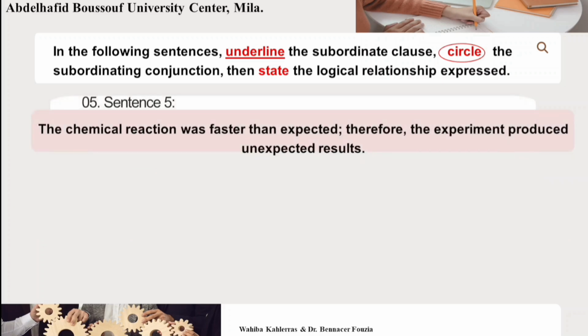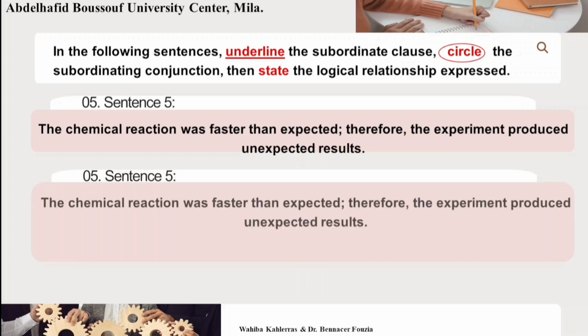Final sentence. The chemical reaction was faster than expected. Therefore, the experiments produced unexpected results. Where is the conjunction? Therefore is the conjunction. And where is the subordinate clause? Therefore, the experiment produced unexpected results.